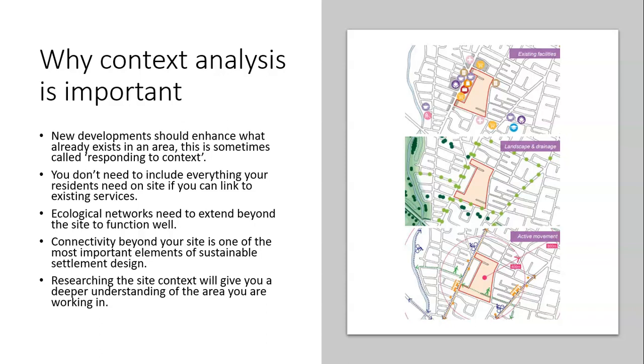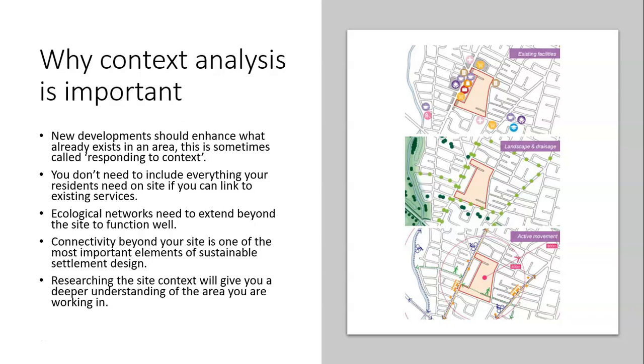Ecological networks, as you know, extend beyond a small area. In order to function well, things like blue infrastructure, green infrastructure, and biodiversity networks extend quite a long way from site. So it's important to find out as much as you can about what already exists to make sure that you don't interrupt any of those networks, and that any design that you suggest for your site actually enhances those and brings the green infrastructure onto the site itself.